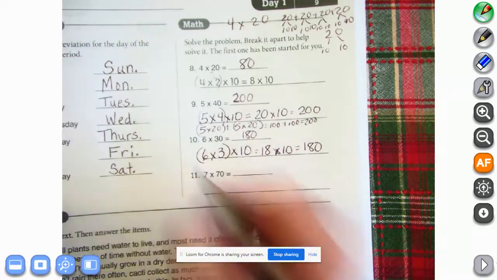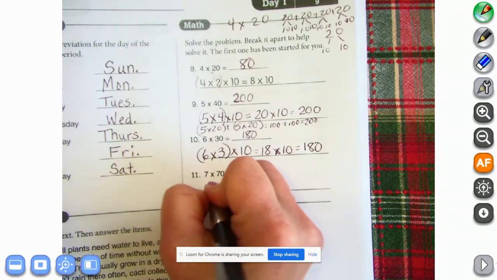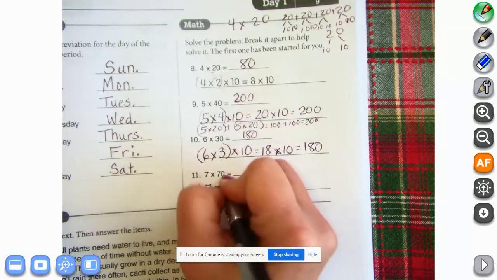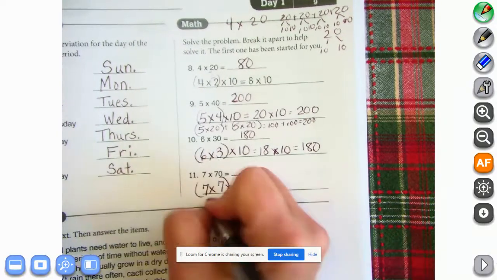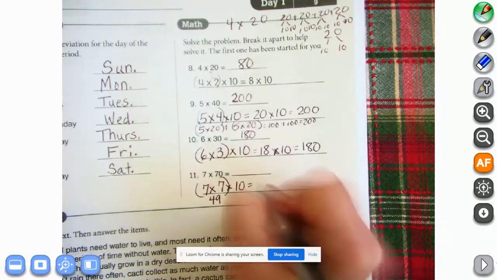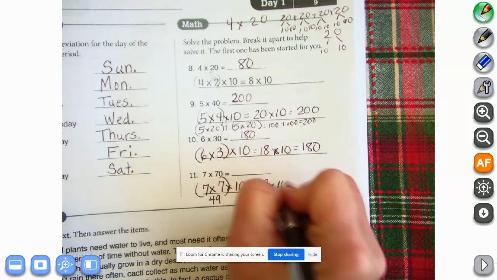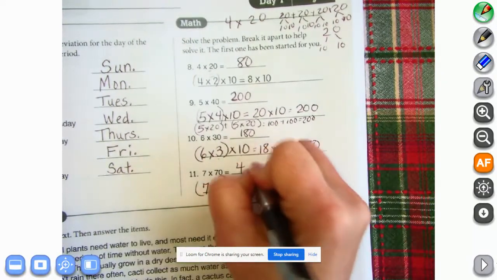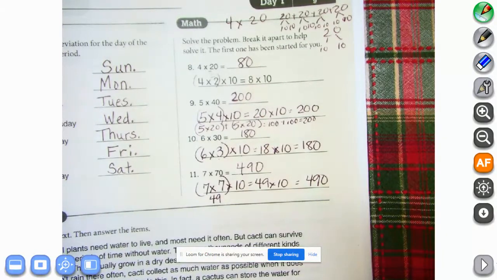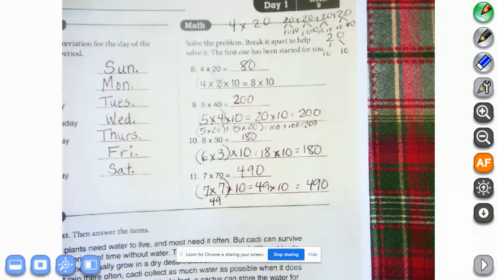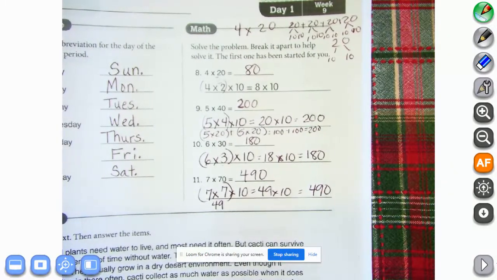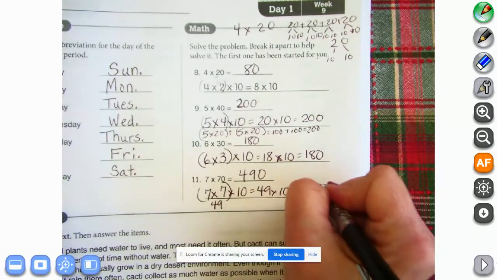7 times 70. 7 times 7 times 10. These are hard ones, aren't they, guys? 7 times 7 is 49. 49 times 10. We just add the 0. 490. Wow. Those were hard ones, guys. How'd you do? Did you hang in there? Those were difficult ones. I am proud of us for getting through that.